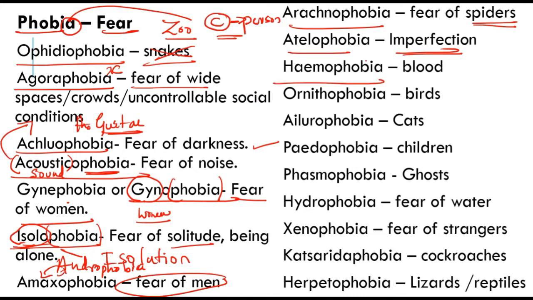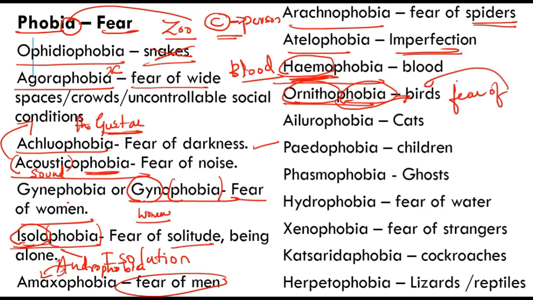Next one, hemophobia. Hemo actually comes from hemoglobin. You must have definitely heard of this word, hemoglobin, when you got your blood test done. So hemo or hem means blood. Phobia means fear. Hemophobia, fear of blood. Ornithophobia. Ornitho is a root word which means birds. Phobia means fear. Fear of birds is called ornithophobia.